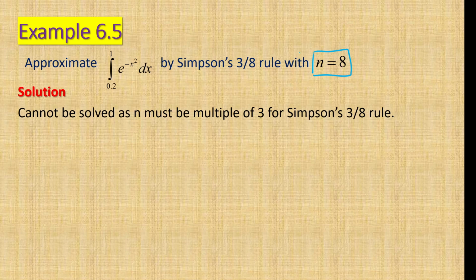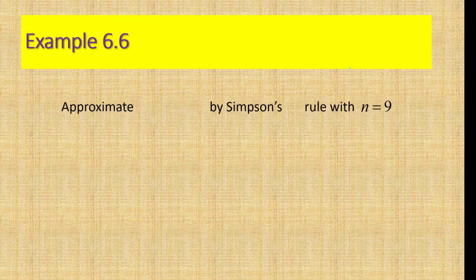So the questions may give you, approximate this integral using a suitable rule. With n equal to 8, you can use trapezoidal rule, you can use Simpson 1/3, but you cannot use Simpson 3/8. So that will be a higher level question. Now if n equal to 9, then you can use Simpson 3/8 rule. But in example 6.6, can you approximate it using trapezoidal rule? Can you estimate it using trapezoidal rule?